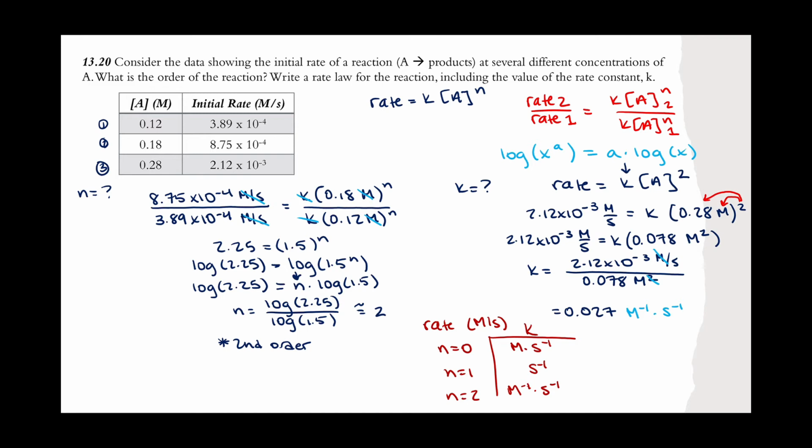In the next example, we will see how that happens. But the units for K do fluctuate depending on the order of the reaction. So don't freak out if you have different units than what you might have seen. It depends on that order. We were in second order, so this makes sense. So putting it all together, the rate law for this reaction would be, I'll write it in the bottom left, rate equals 0.027 inverse molarity times inverse seconds times the concentration of A squared.